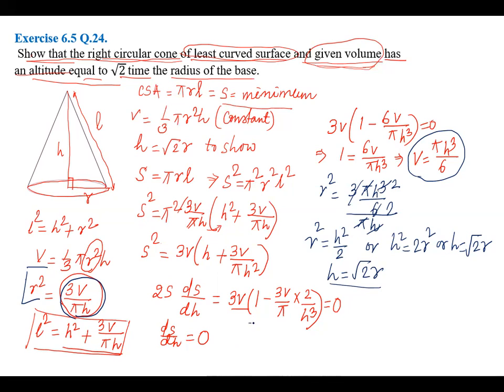Verification: when you differentiate this again, certainly you will get a positive term. So the second derivative, the derivative of the first term is 0, and the other term will be positive, 3 by pi times 6 by h4. So this is positive. When it is positive, minimum is verified. Minimum surface area verified.